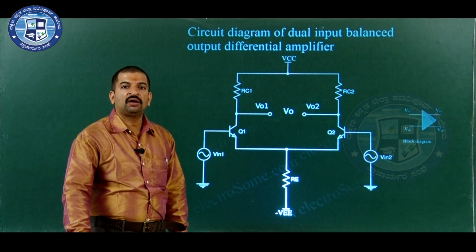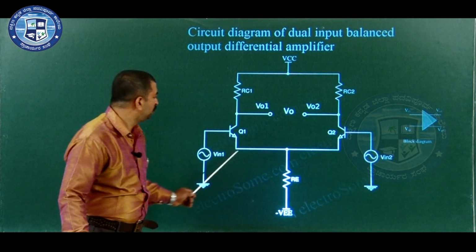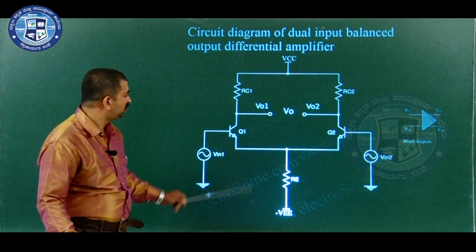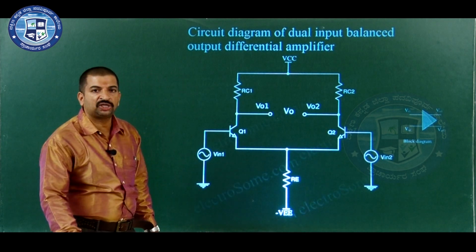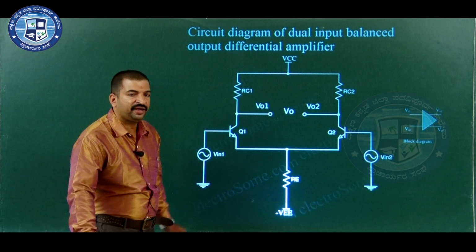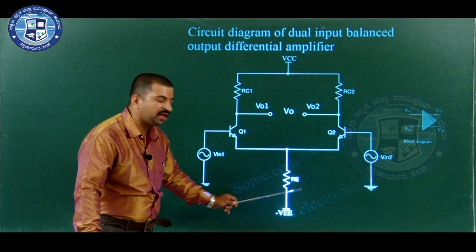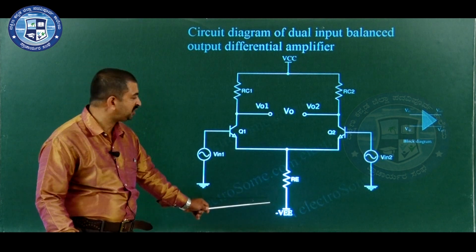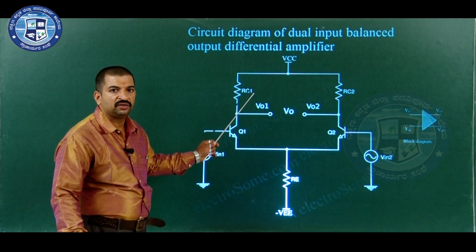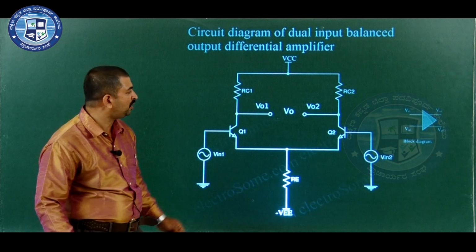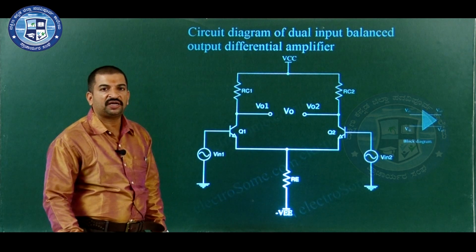Now, this is the circuit diagram of dual input balanced output differential amplifier. Here we are applying the input signal to the base to emitter terminal of both transistors. The circuit consists of two transistors Q1 and Q2. The emitter terminals of the two transistors are joined together and a resistor Re is connected to the emitter terminals of the transistors. The other end of the resistor Re is connected to the negative power supply, that is minus VEE. It also consists of two collector resistors. One is RC1, which is the collector resistor connected to transistor Q1, and RC2, which is the collector resistor of transistor Q2. The other ends of the collector resistors are connected to battery positive.